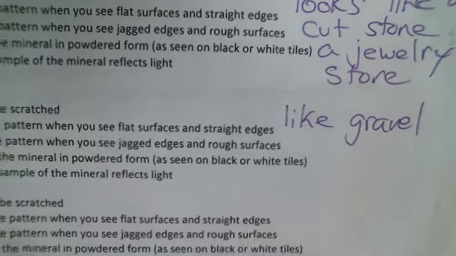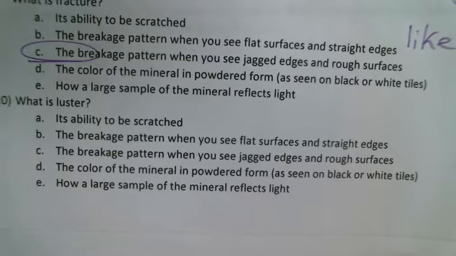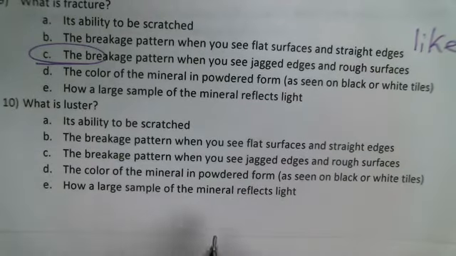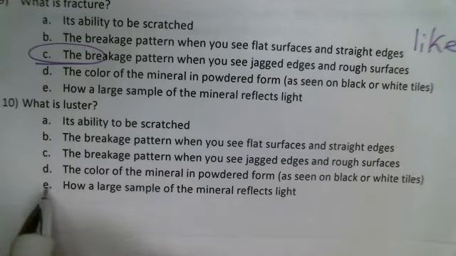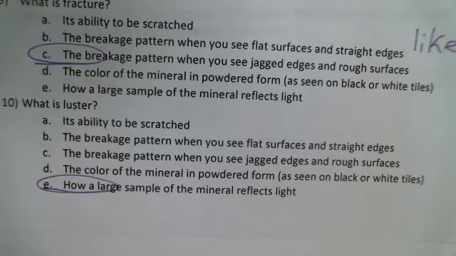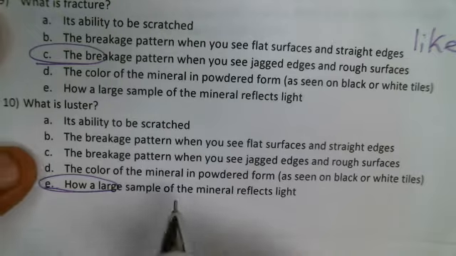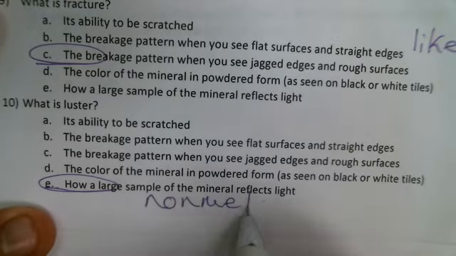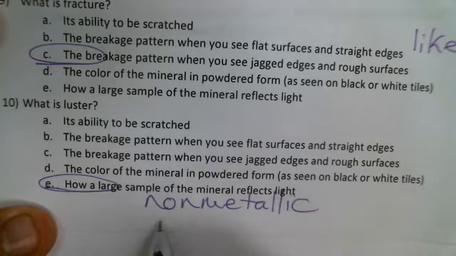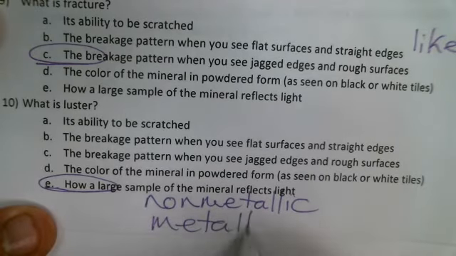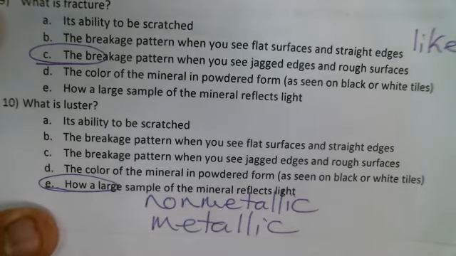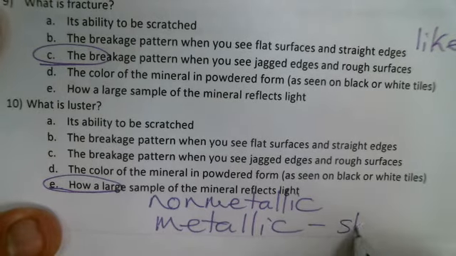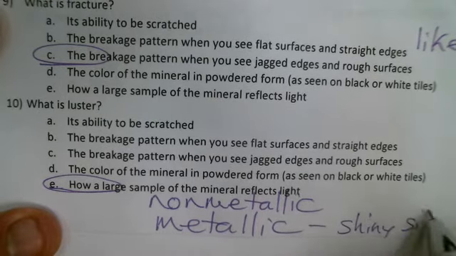Number 10. What is luster? Luster is how a large sample of the mineral reflects light. There are 2 kinds of luster that we're concerned about. One is non-metallic and the other is metallic. So metallic, that is when it has shiny silver or gold.